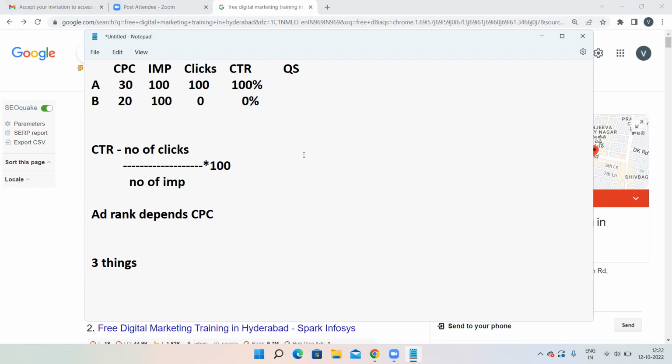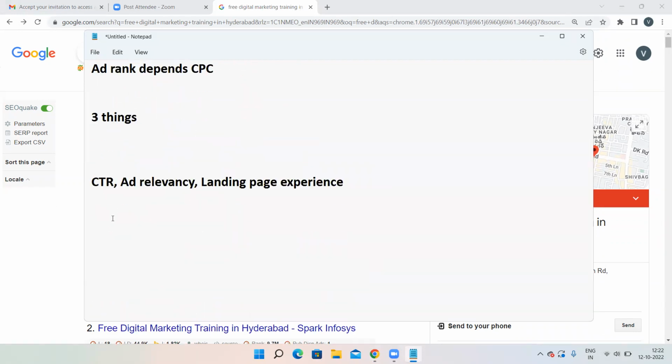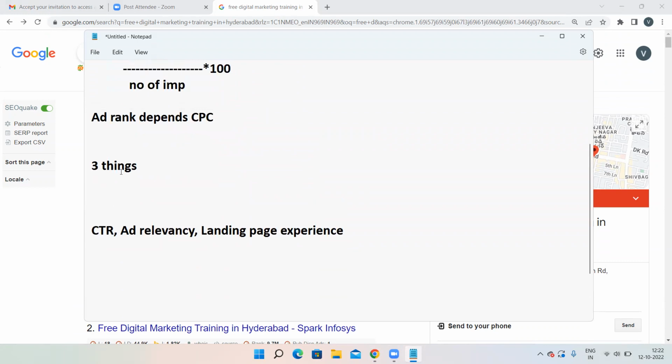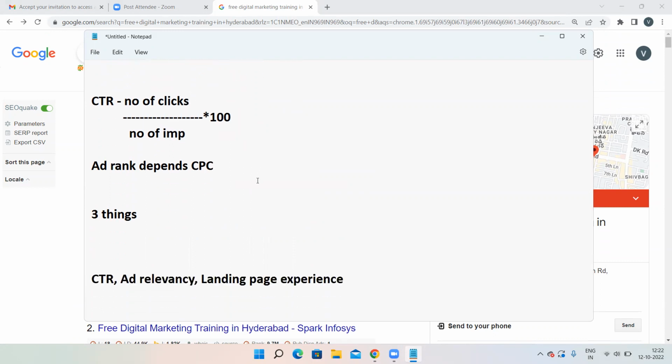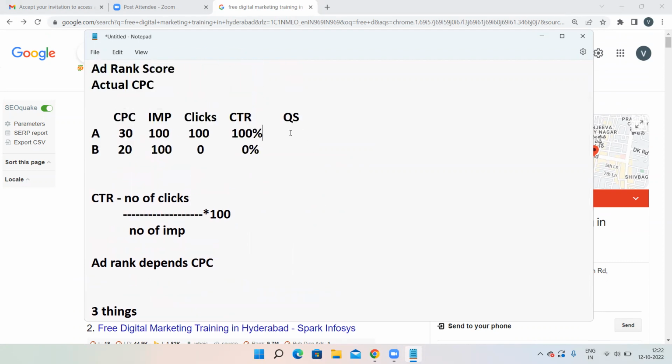Now, as I told, out of three things in the quality score, CTR holds the highest value. As you can see, A's CTR is the highest, that is 100 out of 100, which is 100%. And because its CTR is good, let us assume ad relevancy and landing page experience of A is also good. So out of 10 marks, I'm giving some 8 marks to A.